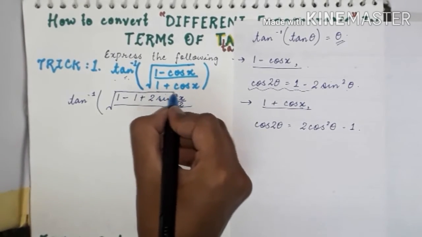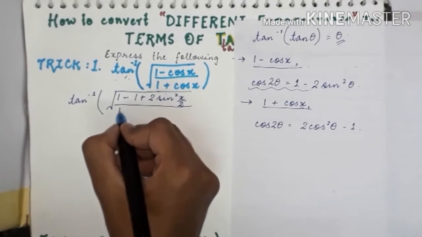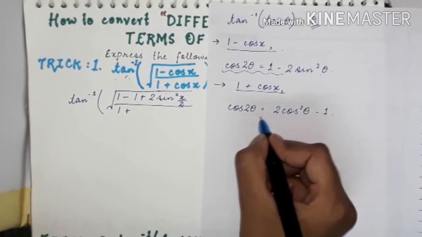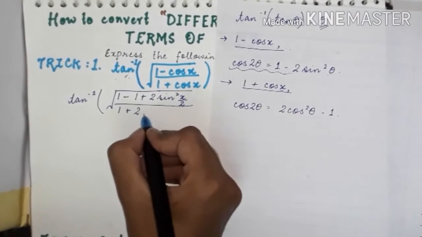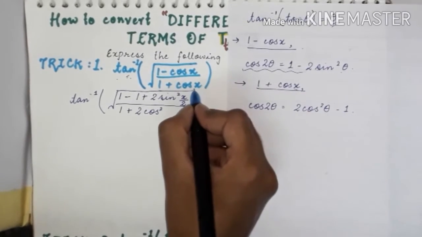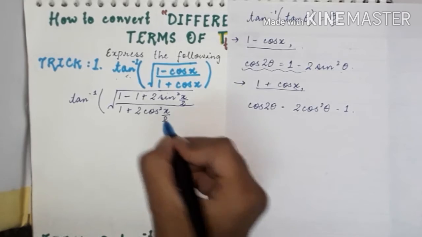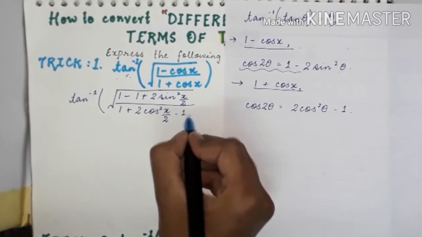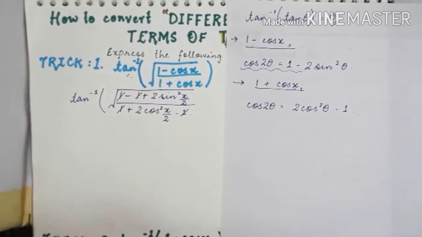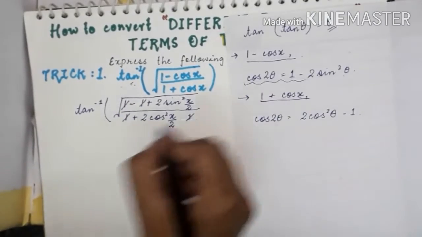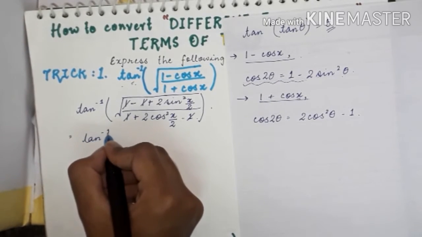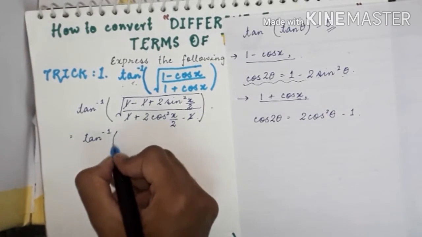Similarly, 1 plus cos x, so here, which formula will you use? This one. 2 cos square, 2 theta theta, so here you have x, it will be x by 2, minus 1. Now see, plus 1 minus 1, plus 1 minus 1. This is really very easy if you just remember these tricks.